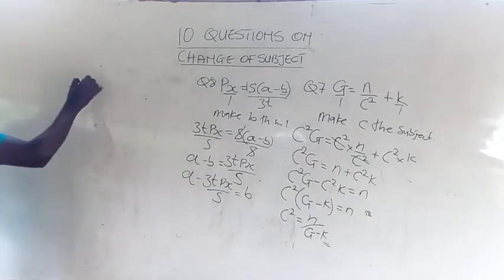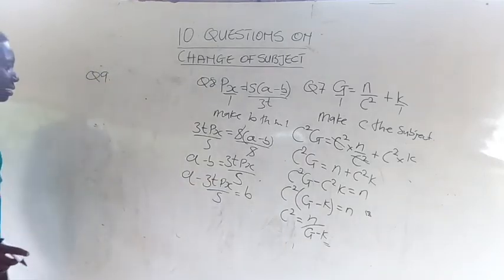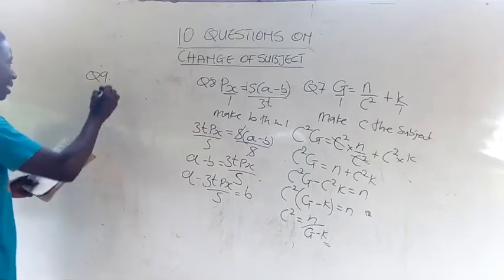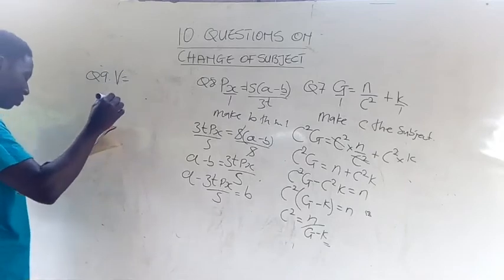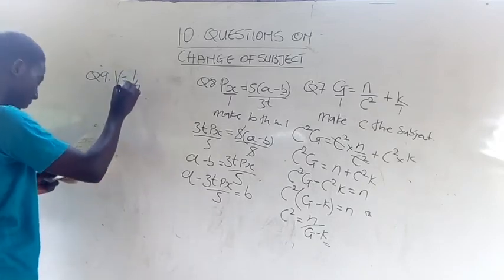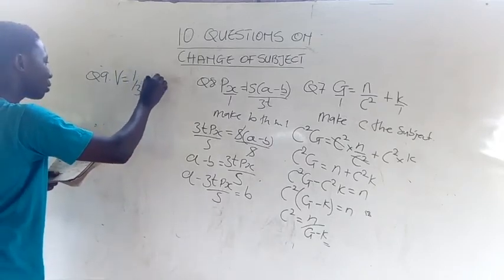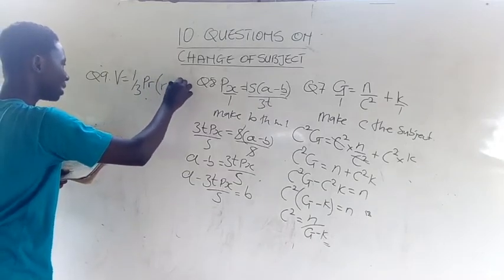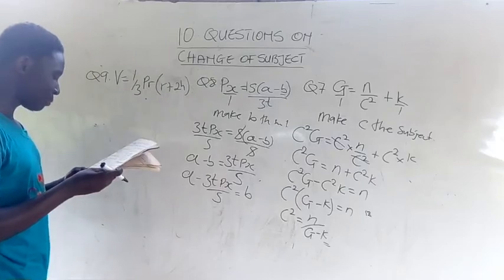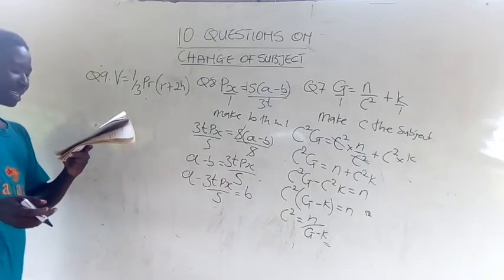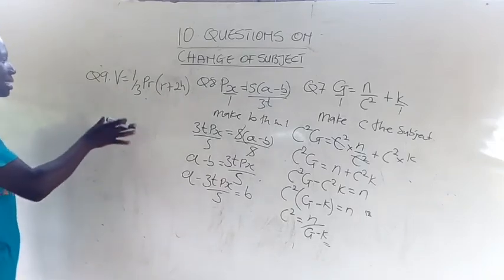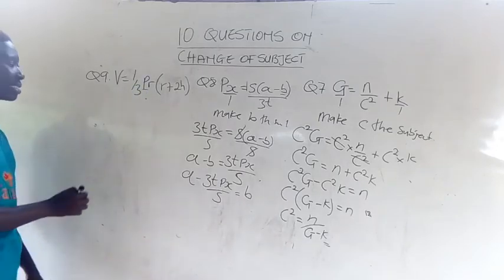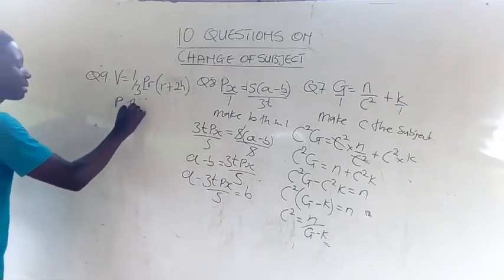So let's move on to question number 9. Number 9 is given that v is equal to 1 over 3 pr into r plus 2h. Express p in terms of the other quantities. So we are expressing p in terms of other quantities. In other words, we are making p the subject. So p the subject.